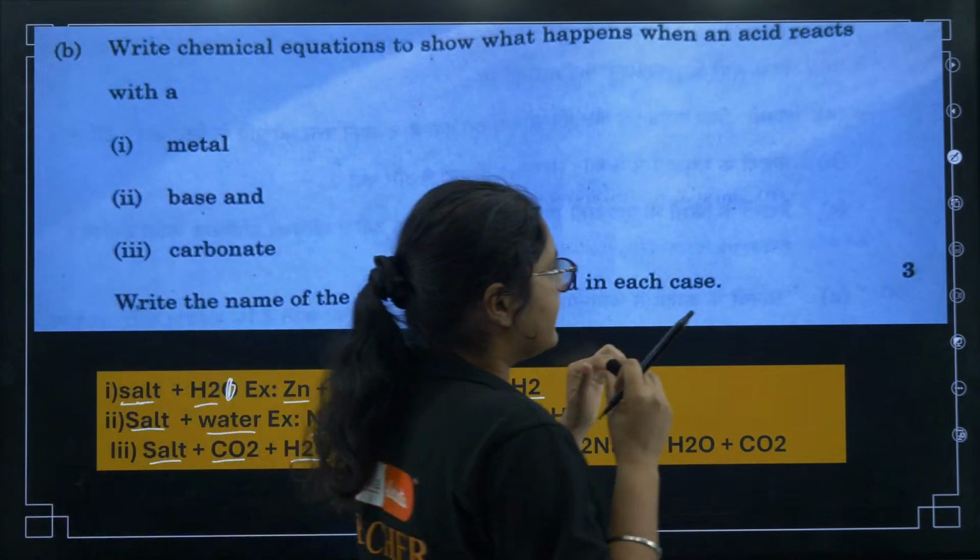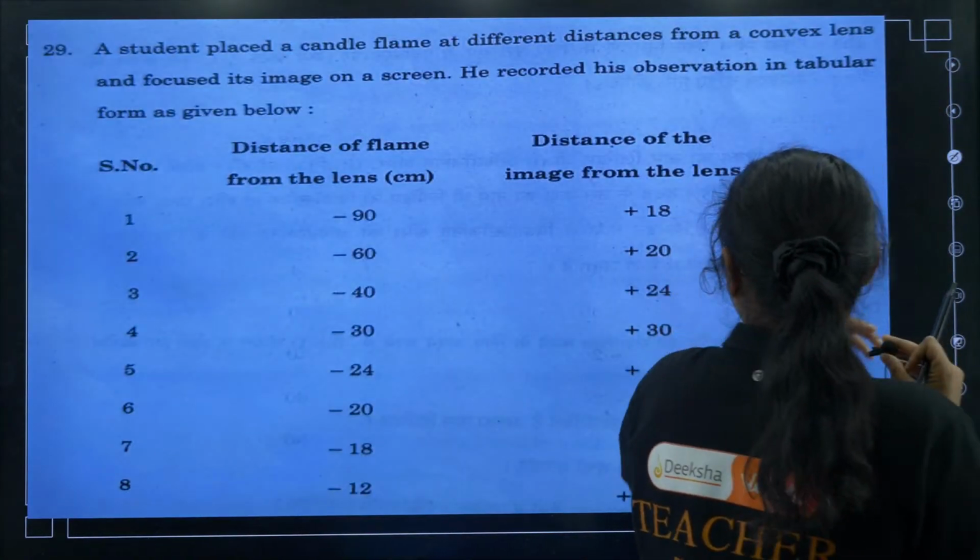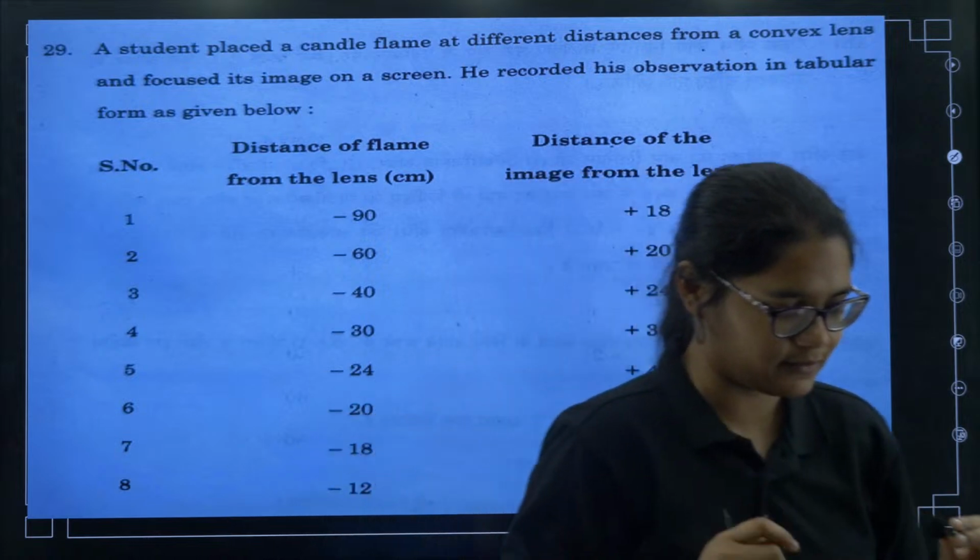Okay, let's see the next question. The next question is from physics. So Somik sir will be discussing.